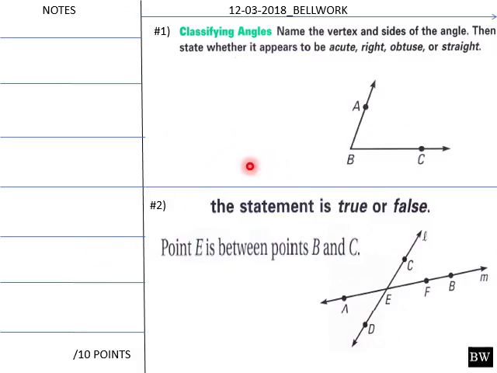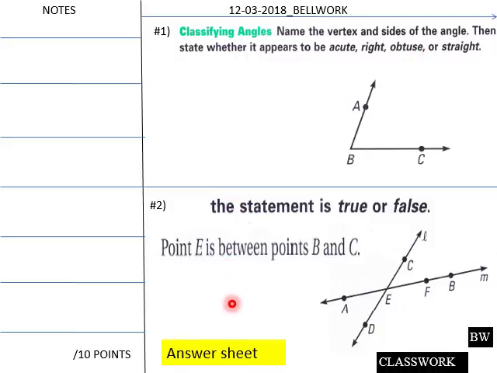And teachers, here's your bell work for today. Classify the angles, name them: acute, right, obtuse, or straight. Students, give your students 5 minutes to do this. 4 minutes maybe.